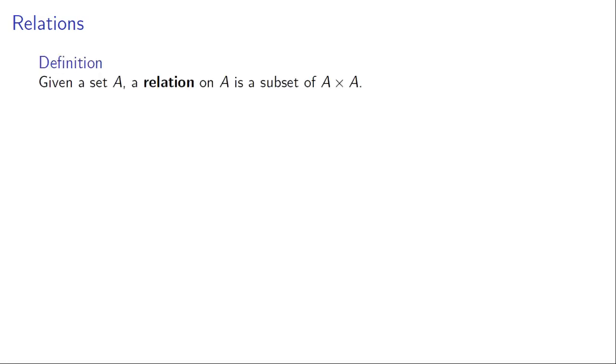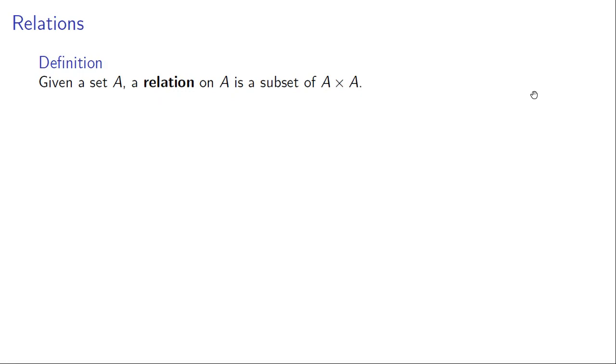So what is a relation? So this is the definition. Given a set A, a relation on A is a subset of A cross A. So what is A cross A? Remember, this is from the first week or two of the semester, where we talked about one of the operations. One of the set operations is Cartesian product, right? So this is A cross A.